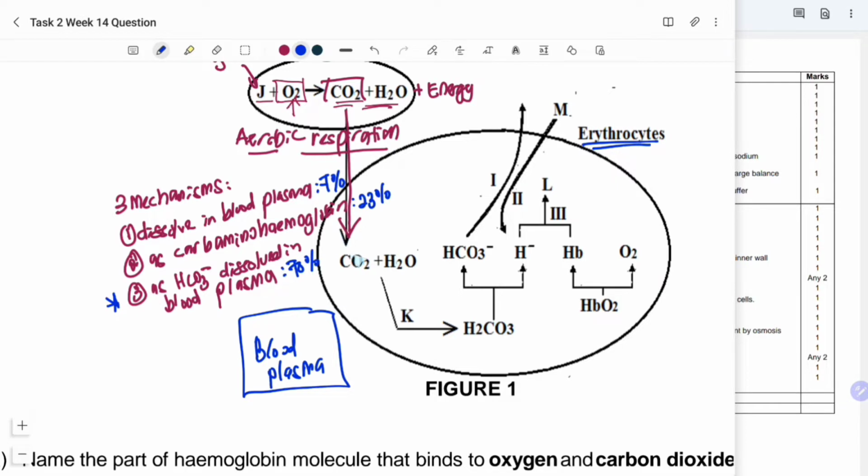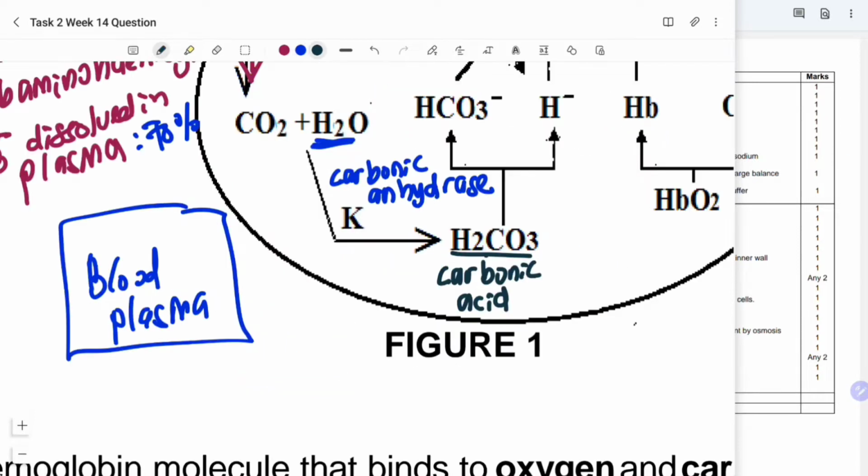So inside the red blood cell it will react with water to form a molecule yang kita panggil sebagai carbonic acid. So this reaction is catalyzed by the enzyme carbonic anhydrase. So the only enzyme yang aku kena hafal untuk chapter gaseous exchange is the carbonic anhydrase, yang akan catalyze the reaction between water and CO2 to form carbonic acid, iaitu H2CO3.